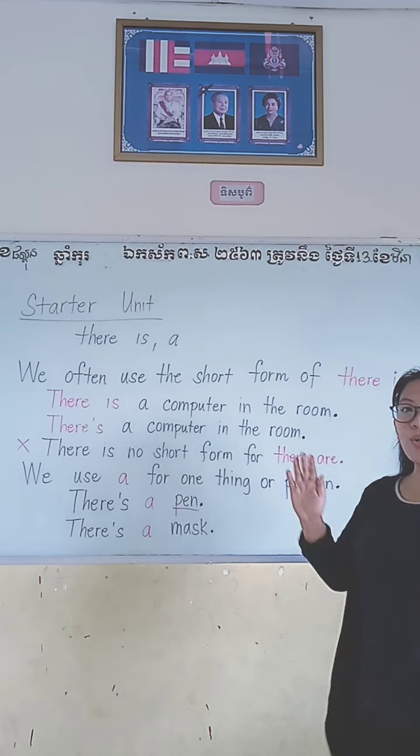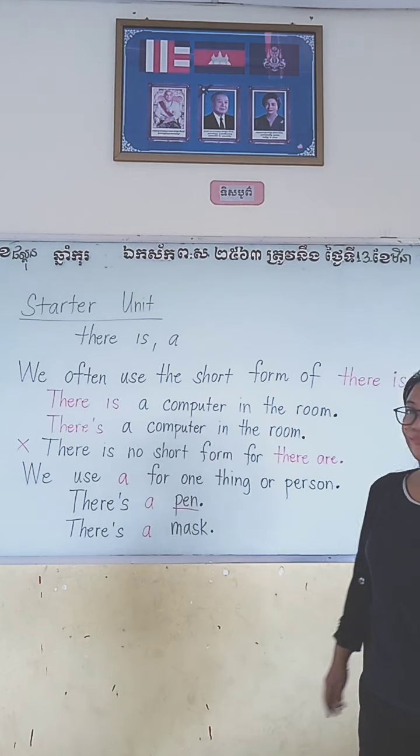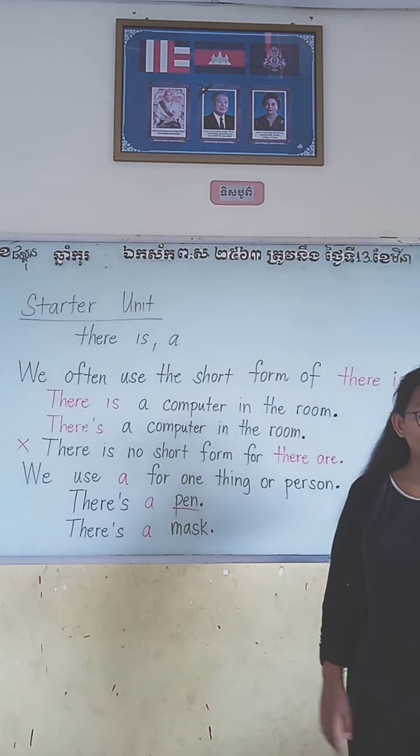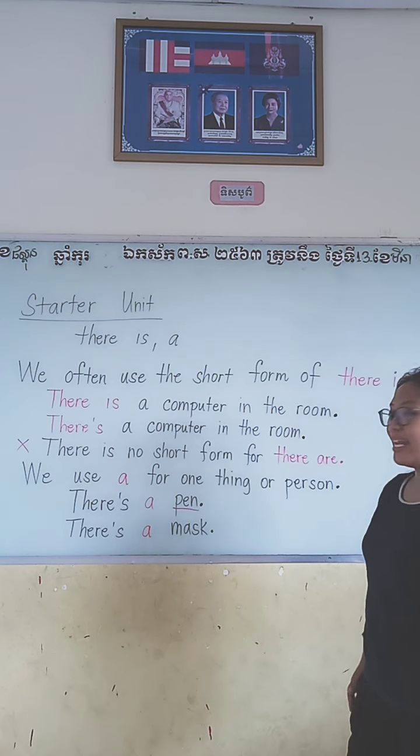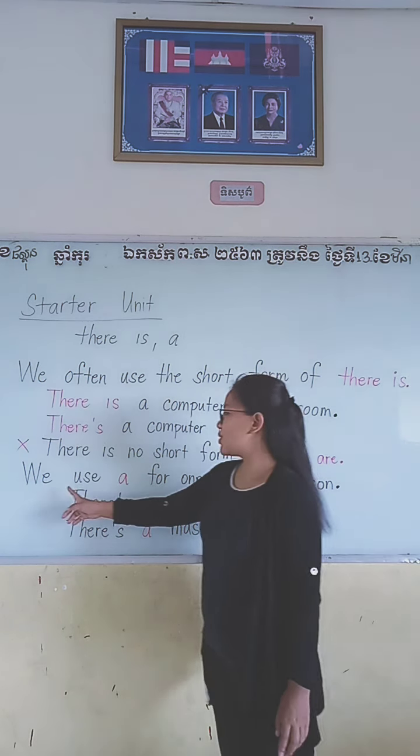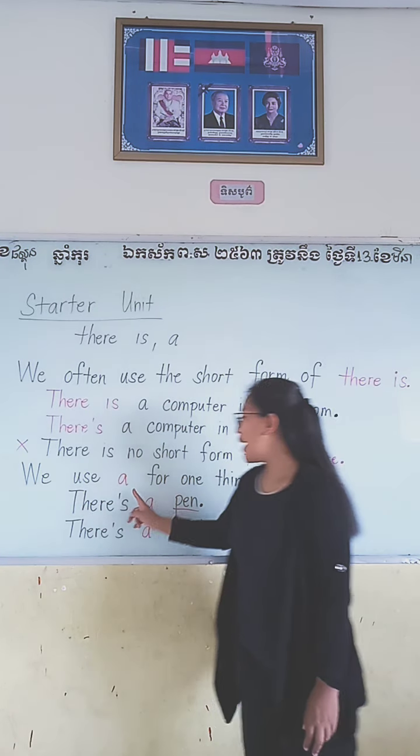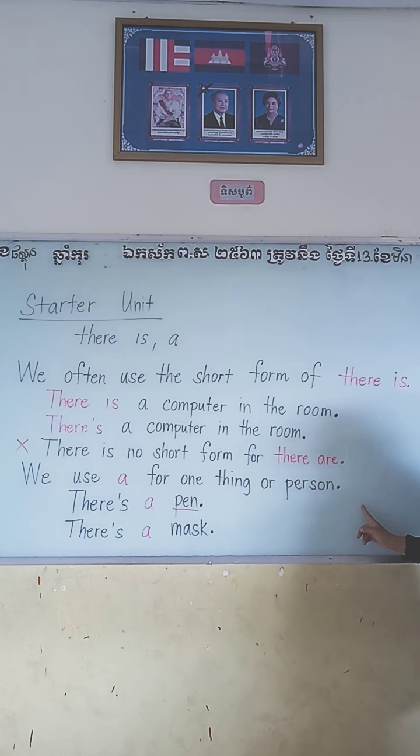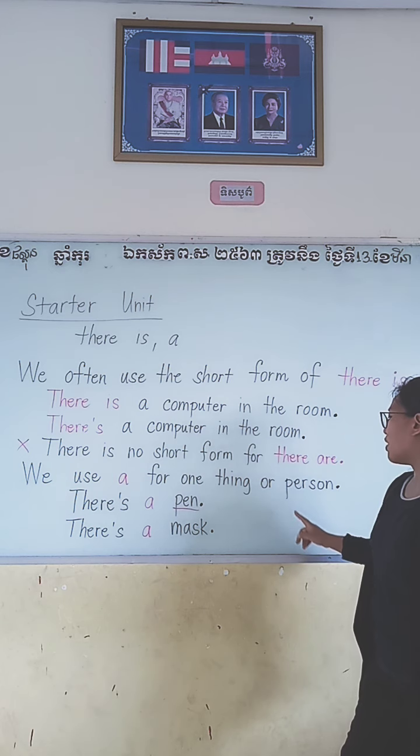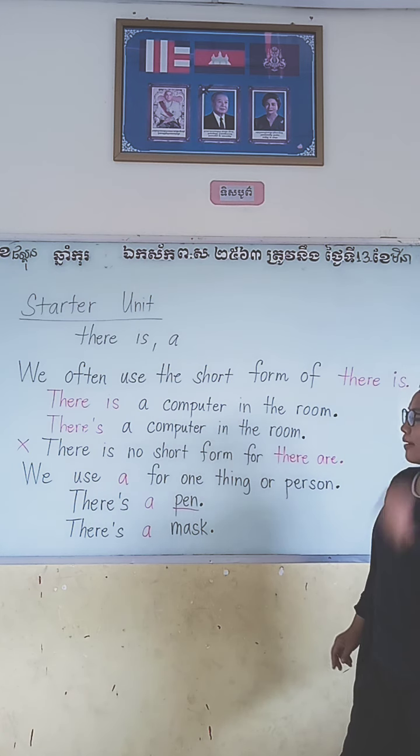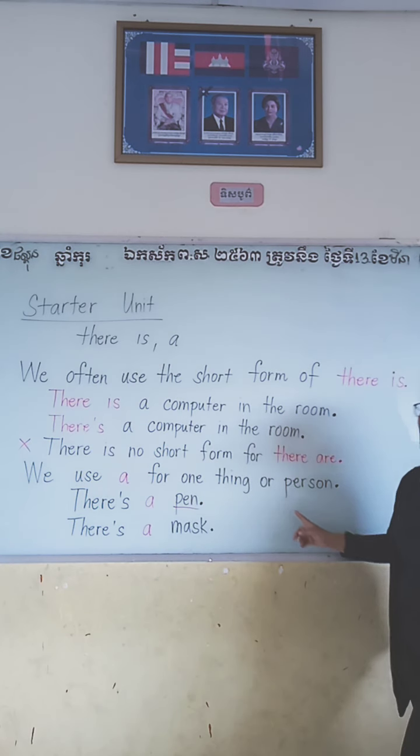Now, we all know that we use there is when we talk about what kind of noun? Yes, singular noun. Okay, now let's go to A. Okay, we use A for one thing or person. Again, we use A for one thing or person.